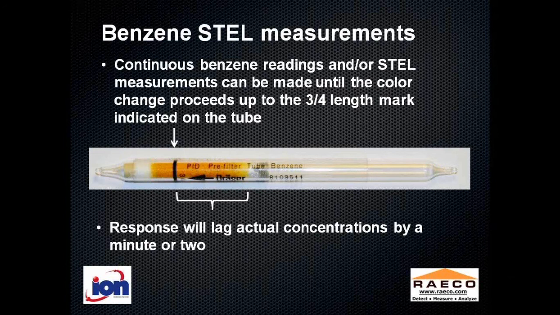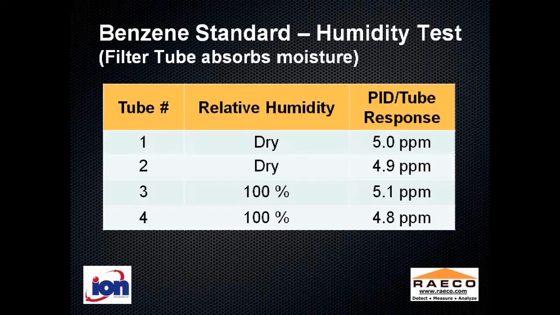So this is new. You can now do STEL measurements with these components, or with these tube PID systems. This just shows a test done with the tube PID system. It was challenged with 5 ppm benzene in dry conditions and 100% humidity. The tubes will pull out the humidity, so it won't have any effect on the readings. And then, your accuracy is pretty close to the 5 ppm, whether the air is dry or moist.